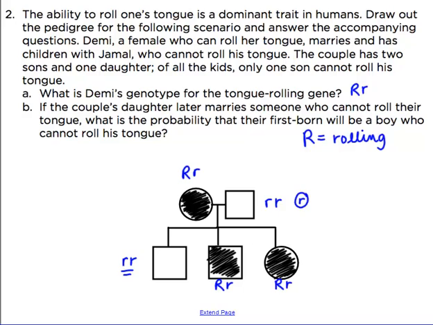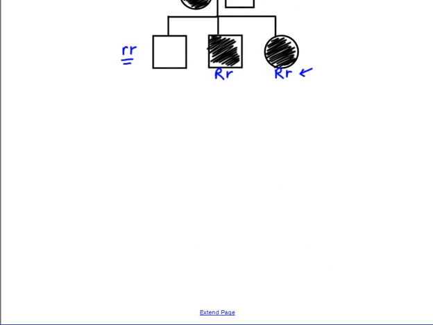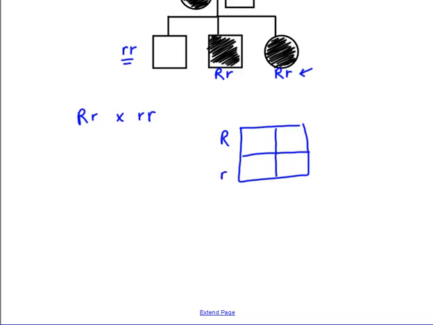Now it says for B, if the couple's daughter later marries someone who cannot roll their tongue, what is the probability that their firstborn will be a boy who cannot roll his tongue? So this is the daughter here. She is big R, little r. And they're saying if she marries and has children with someone who cannot roll their tongue, which is little r, little r. So if you want to do a simple Punnett square for this cross, the mother can either give a big R or little r, and the father can only give little r's.